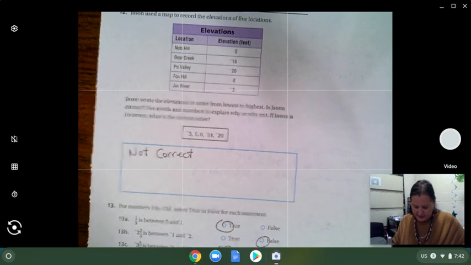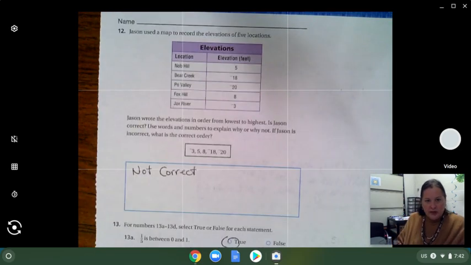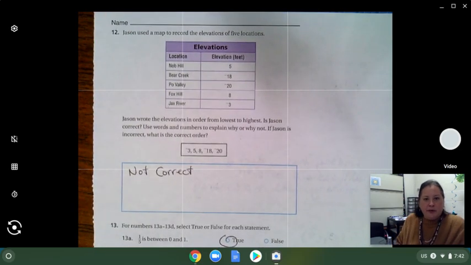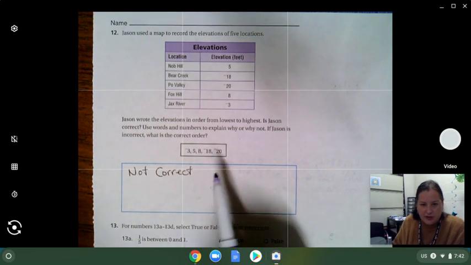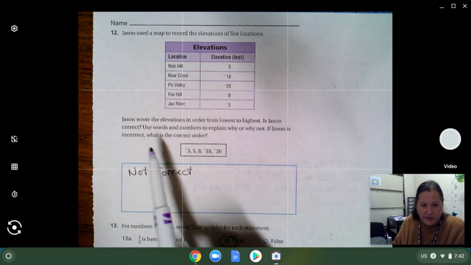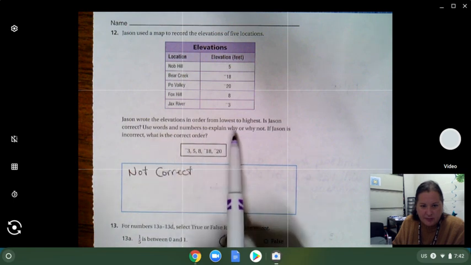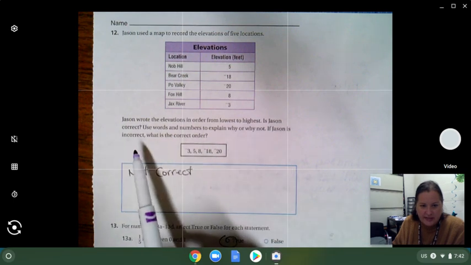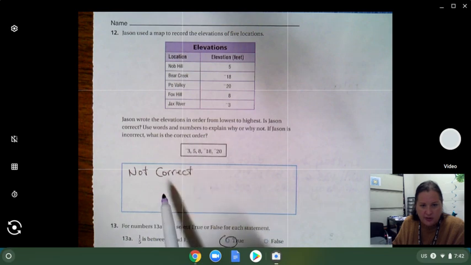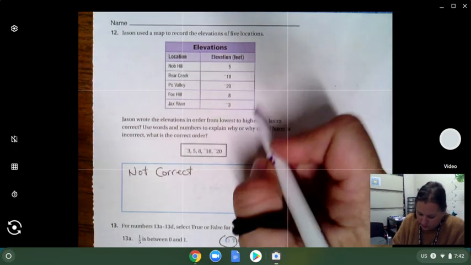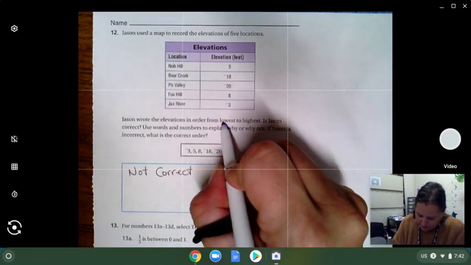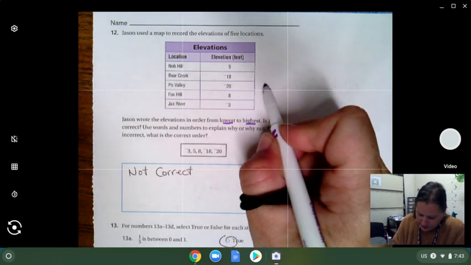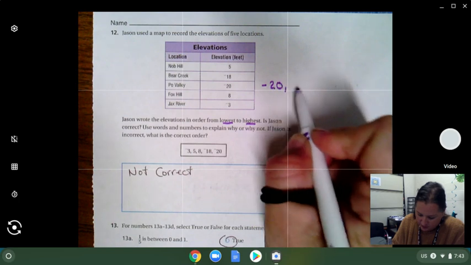All right, moving on to number 12. Jason used a map to record the elevations of these 5 locations. He wrote the elevations in order from lowest to highest. Is Jason correct? Use words and numbers to explain why or why not. If Jason is incorrect, what is the correct order? So let's put these in order the way we think we should put them in first. And he is putting them from lowest to highest. So remember, the most negative is the lowest.